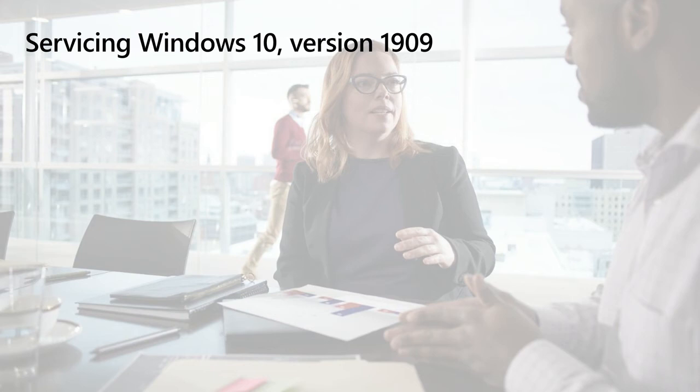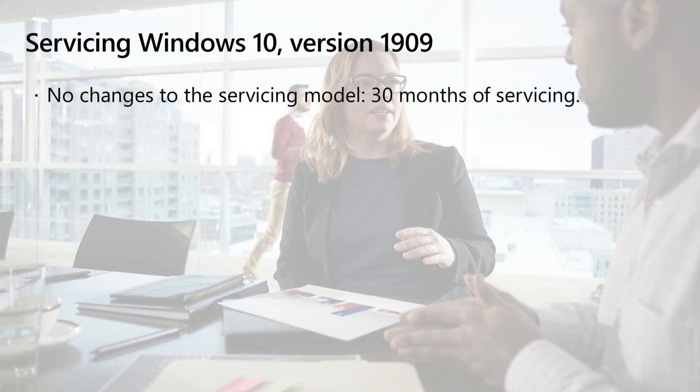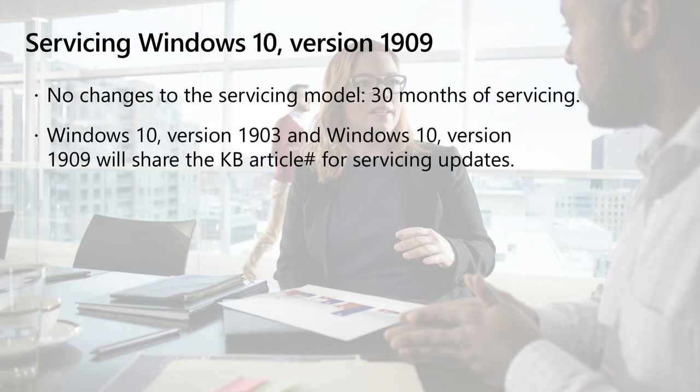All right, with that, let's take a look at the servicing model. There are really no changes to the servicing model. This is a fall update, and you'll continue to receive 30 months of servicing as we have been offering with our fall updates. One thing to mention here is Windows 10 version 1909 shares the core operating system with Windows 10 version 1903. What that means is the KBs for the servicing update are common.